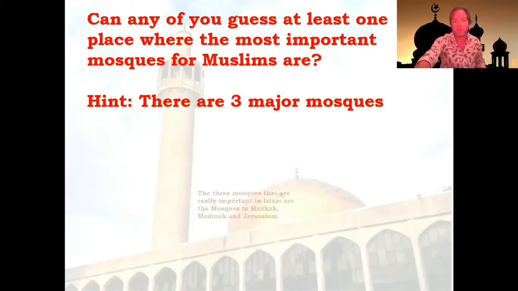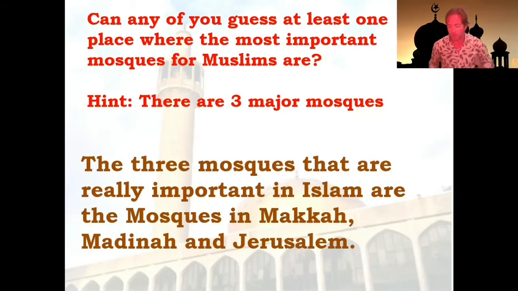Okay, so the 3 most important places for Muslims are Mecca, because it's the birthplace of Muhammad and pretty much where Islam was founded, and where on the outskirts of which Muhammad received the initial revelations from Allah.